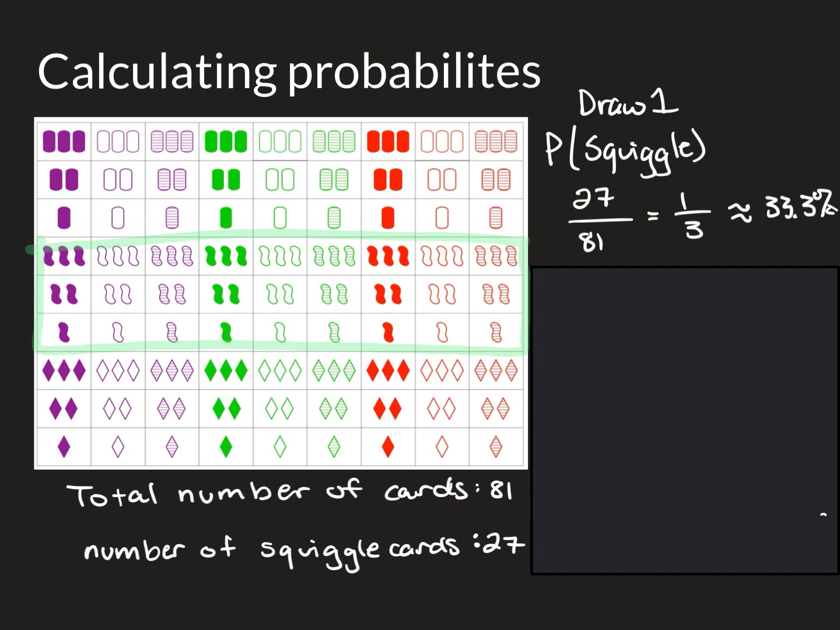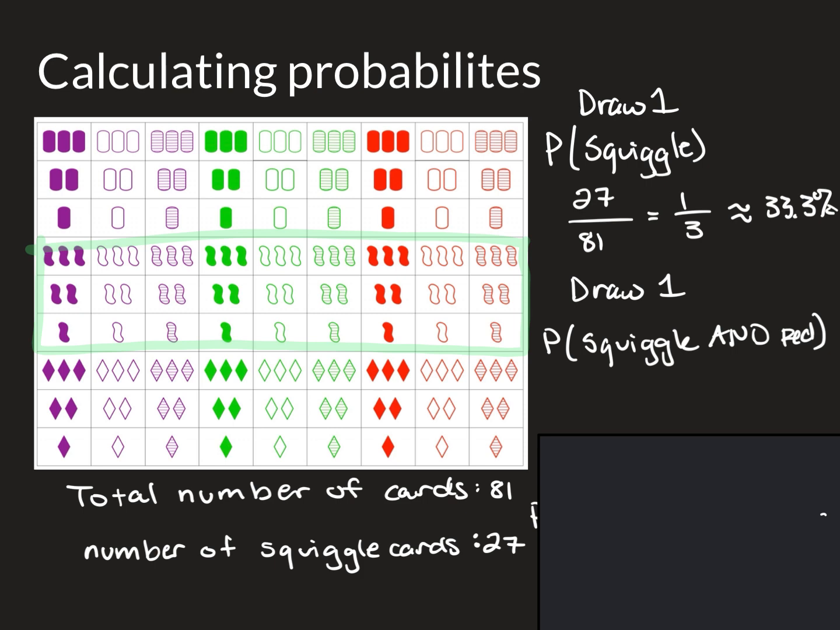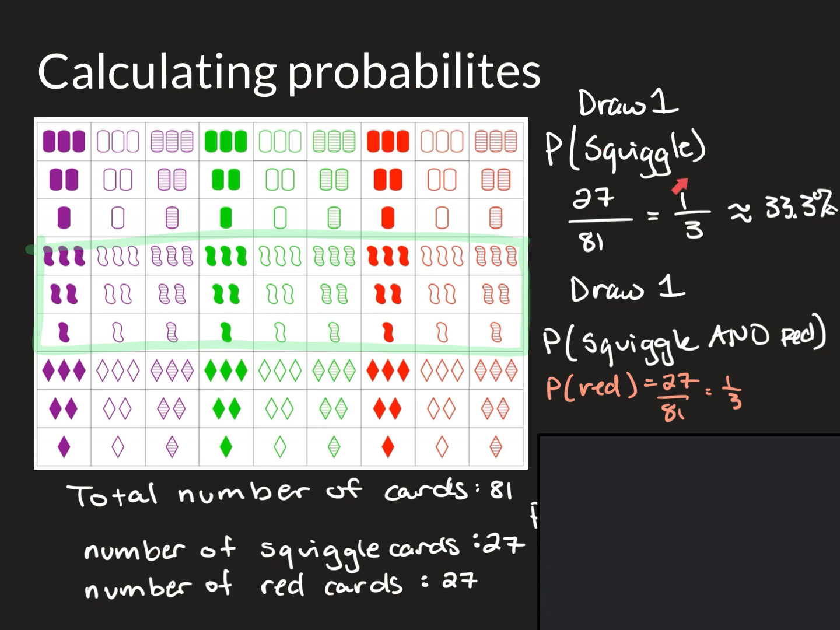Cool. Okay, next question is going to be the probability of getting a squiggle card and a red card. And in this case, what we're going to look for is we have the total number of squiggle cards here. What I want to also get is the total number of red cards. That number happens to also match the number of squiggle cards. There are 27 red cards right here. And so we can write down two different probabilities that might help us out here. The first one is the probability of red, which is also going to be 27 out of 81, or 1/3. We already have the probability of squiggle just from up here.